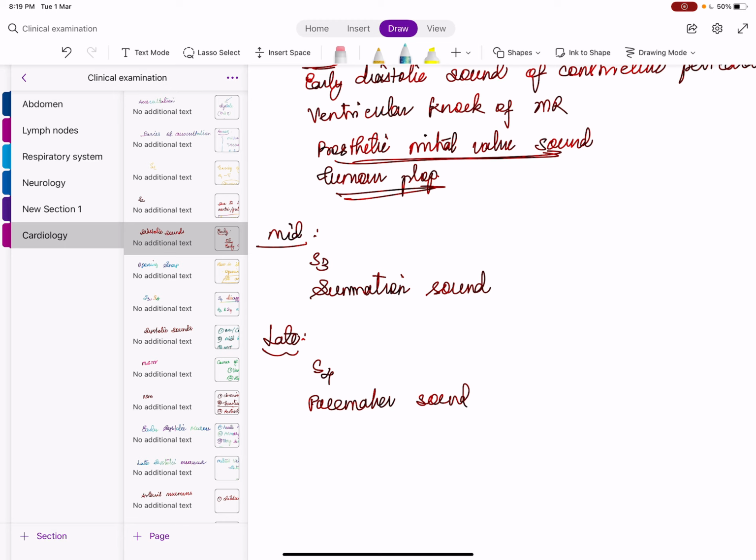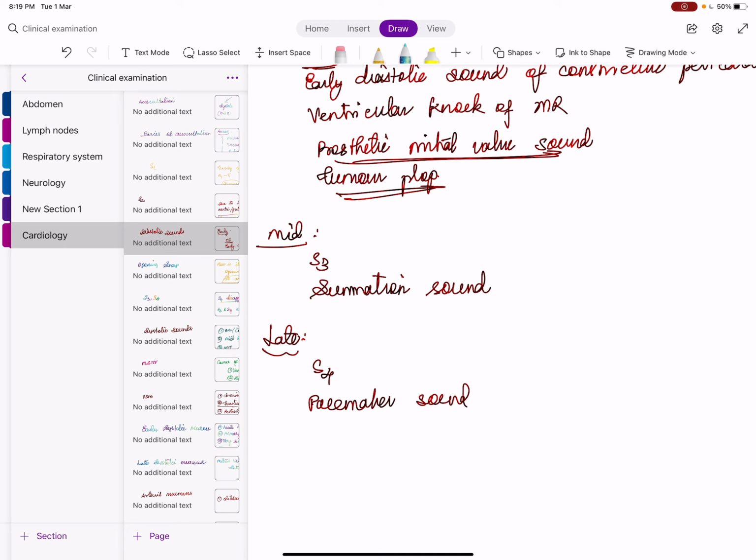P2 is louder than A2 at the base. It is loud P2. But P2 heard at the apex, even though lesser in intensity than A2, is also loud P2. I am telling this again and again just to make you answer one question: what is the difference between opening snap and loud P2?